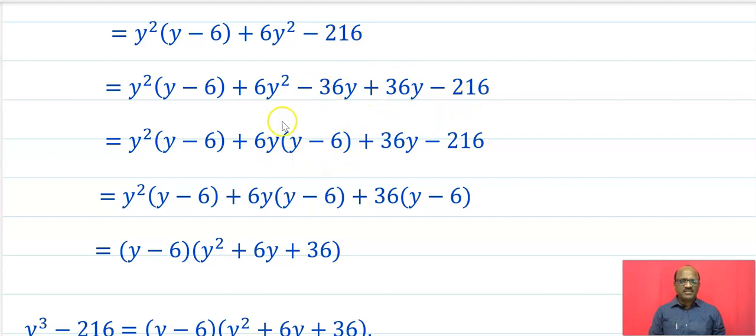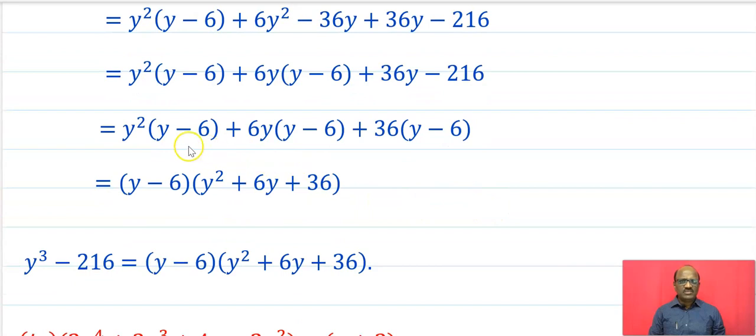Then it is clear here. 6y is common, then in the bracket y minus 6. Now from these two terms I will take 36 as a common, and then in the bracket you will get y minus 6. Now see this here, y minus 6, y minus 6, y minus 6. If I take y minus 6 as a common, then in the bracket you will get y square plus 6y plus 36.